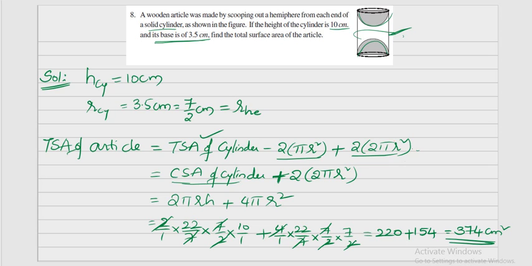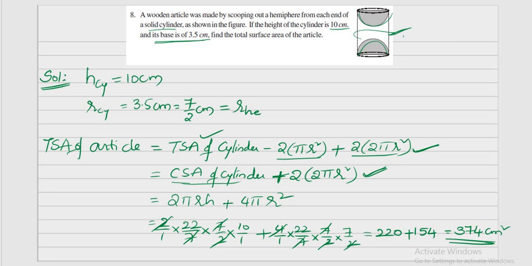Okay, so here we can use 2 different formulas, and both give me the same answer. Either you take the TSA of the cylinder, from that you need to remove 2 areas of circles, and then add the newly formed 2 hemispherical surfaces. Otherwise, we can simply take the CSA of the cylinder and just add 2 times the surface area of the hemispheres. That also will give you the same answer, right?